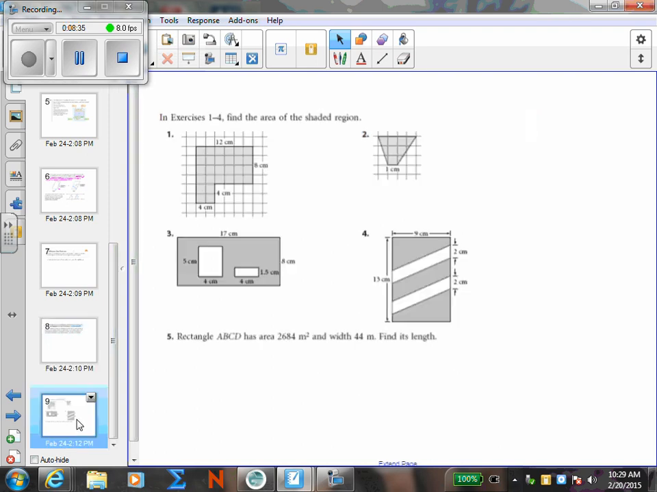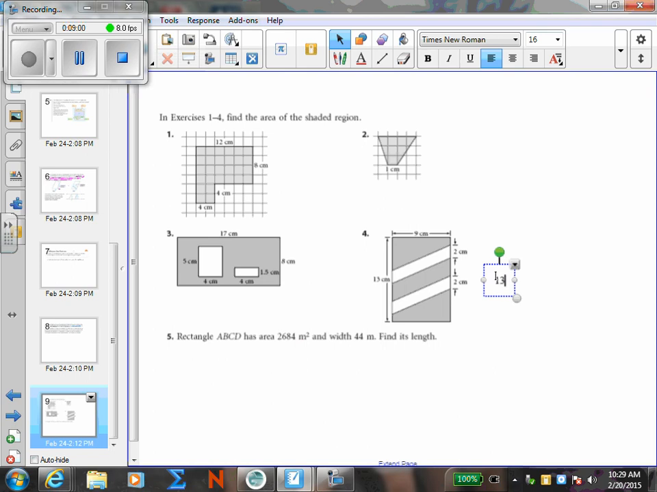All right, so an example. This first example, you can cut this into two rectangles. Just add the areas together. Let's look at number 4 because it involves some parallelograms. So if you just want to find the area of the shaded region, what you will want to do is find the area of the whole, which is 13 times 9, which is 117.